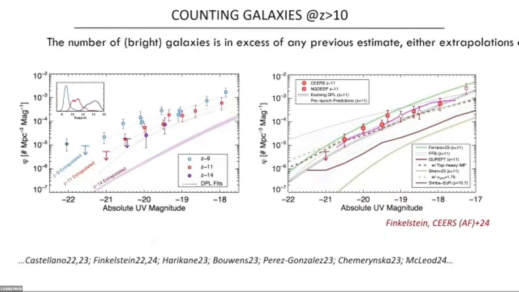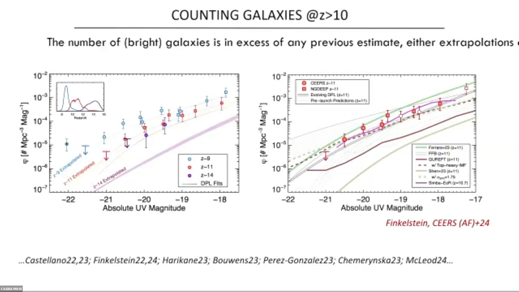The first thing we do is just count galaxies as a function of magnitude. So this is a luminosity function, number of galaxies as a function of the absolute UV magnitude. The number of galaxies detected in this field is definitely above the expectations of extrapolations of earlier data. You may see on the left, the points are significantly above the extrapolation at redshift 11 and even more at redshift 14. And also on the right, of theoretical models.